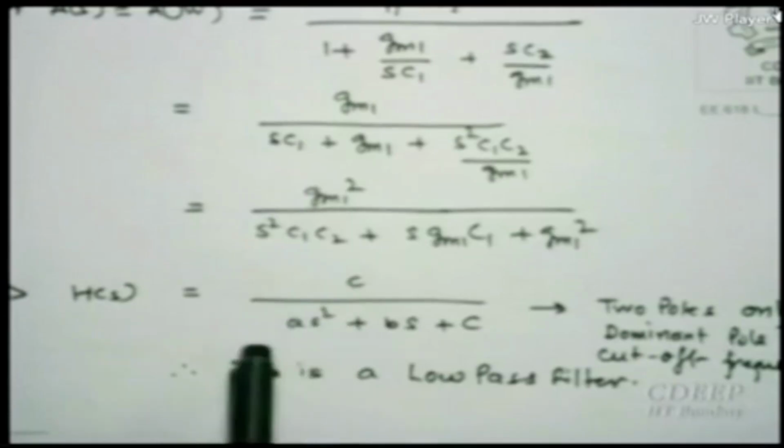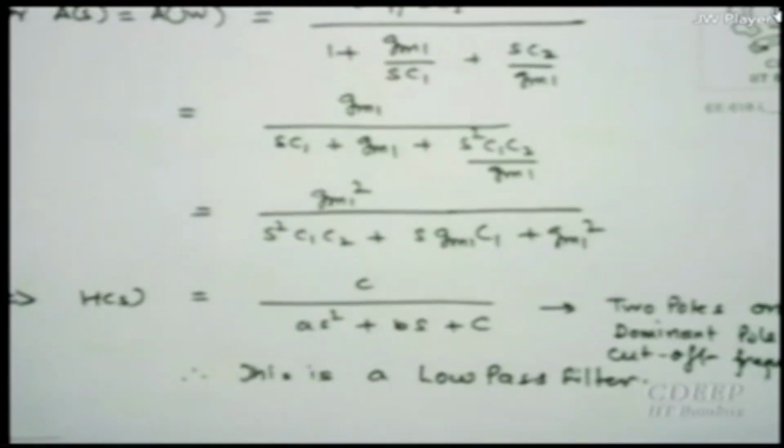If I put some constant looking things, then this is C upon AS square plus BS plus C. C is constant, Gm is a constant value. So two poles, one of them is dominant, which is the cutoff frequency for this low pass filter. So which are the voltages I made 0? V2 and V3 I made 0, and V1 I put as Vn, and from the same I got a transfer function which represents a low pass filter. Is that okay?